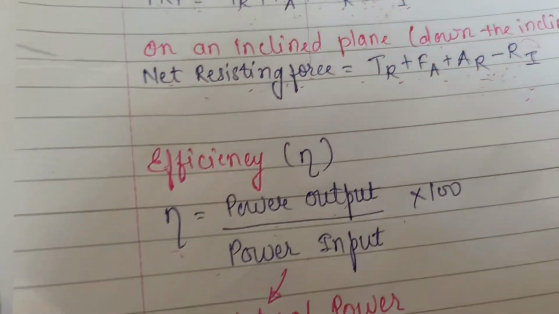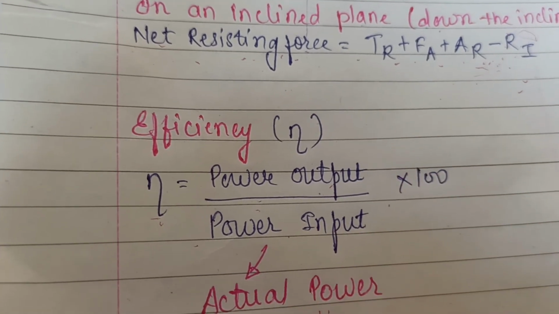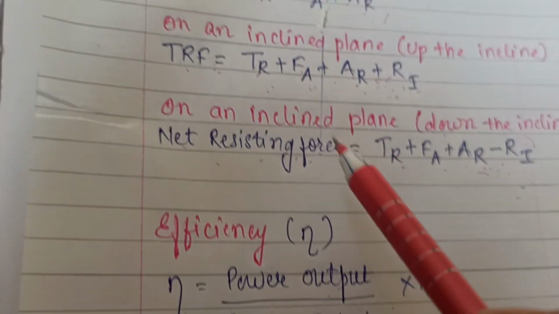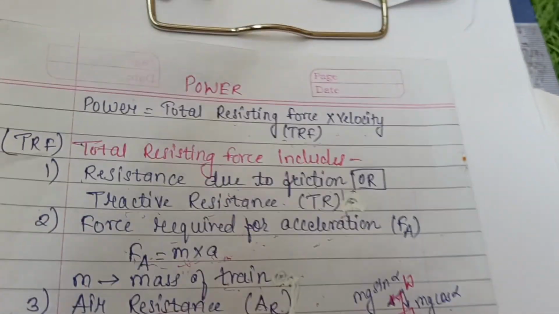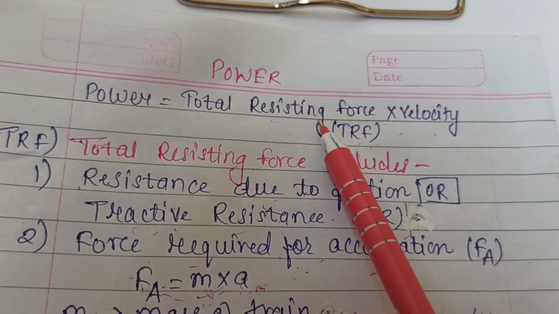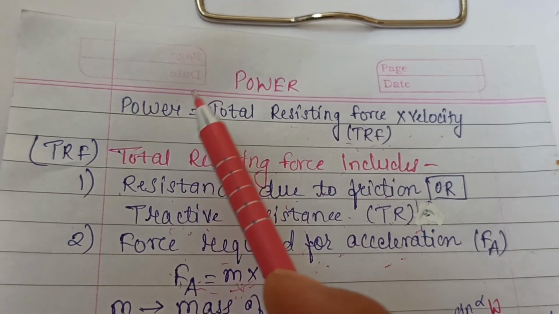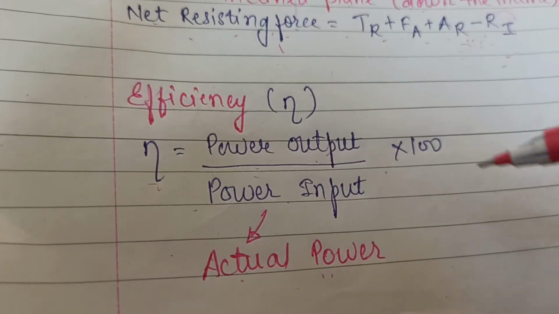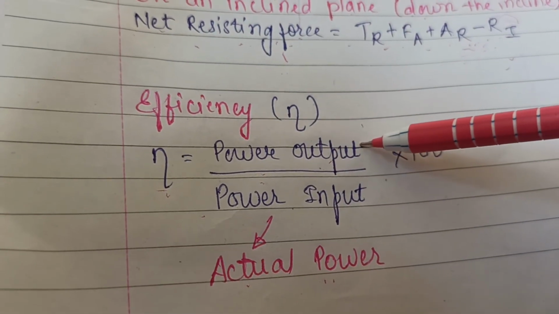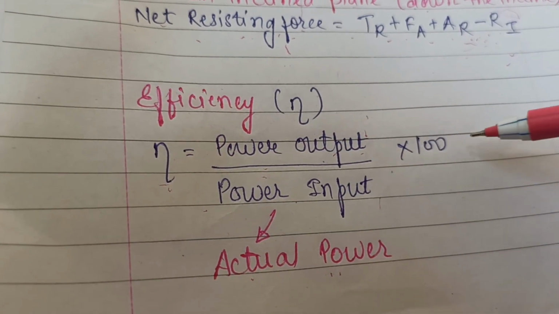Then the last thing is we have to calculate efficiency. Efficiency is equal to power output upon power input multiplied by 100. Whatever power we calculate, from this we get the net resisting force, or TRF. Once we get the total resisting force, we multiply it by the velocity, and from that we get the power. This power that we calculate is nothing but the power output. So efficiency is equal to power output upon power input multiplied by 100.